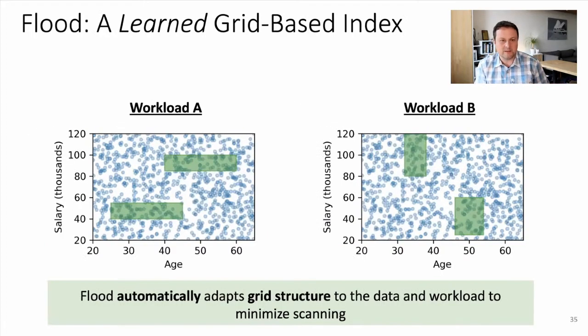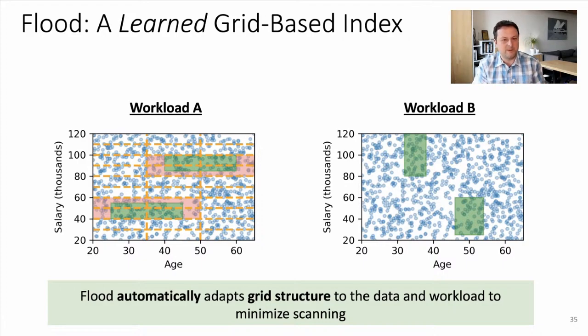So this is the rough idea behind Flood and Tsunami, two of our papers in that space. For Flood, what we did essentially, we take a workload. This is indicated by these green boxes here. Let's assume that's a sample workload. And then based on the workload we observe, we impose a grid structure over that, which finds a good compromise for how many boxes I have to scan to narrow them down so that I minimize the scan overhead, in the sense of records which don't fall into the query range for every single query which comes in.